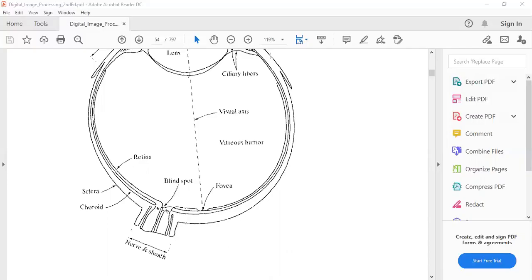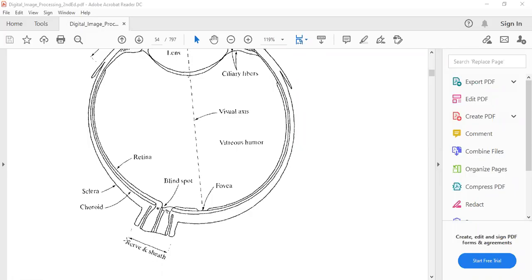Choroid. What is choroid? It contains a network of blood vessels, which supplies more nutrients to the eye. For example, what nutrients do we have? Vitamin C, vitamin D, vitamin A, and we have protein, fat, water, and blood should flow, oxygen should flow. Those things are supplied by these membranes. We call it as what? Choroid. Choroid is an area which contains a network of blood vessels.